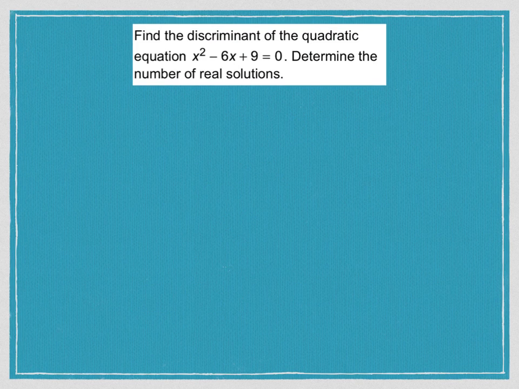Last one. Find the discriminant of the quadratic equation x squared minus 6x plus 9 is equal to 0. Determine the number of real solutions. So how do we find the discriminant? b squared minus 4ac. So what's our a? What's our b? And what's our c? So now we just plug in our a, b, and c.